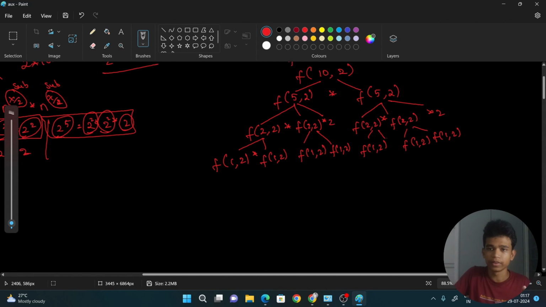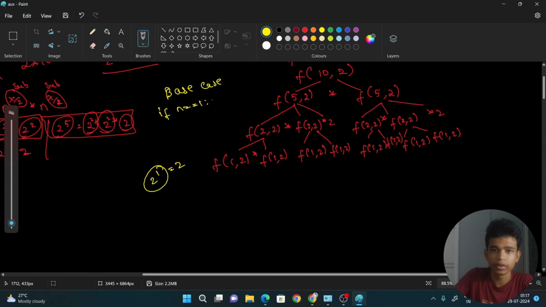Let me finish it. Now, what is the value of 2 power 1? I can say 2 power 1 is 2, right? It is easy. So this is going to be my base case. What is my base case? If my power is equal to 1, then I will return x. If my power is equal to 0, then what should I return? I return 1. So this is going to be my base case.